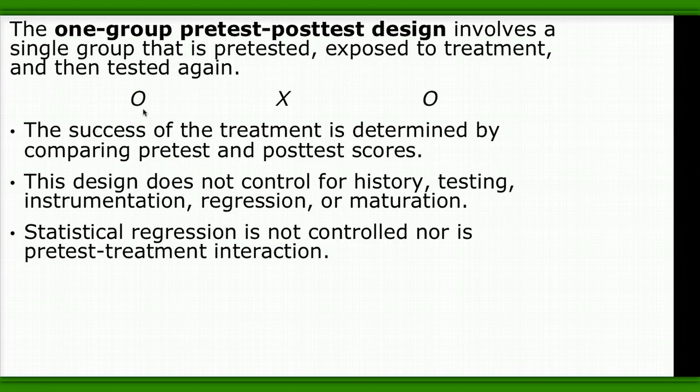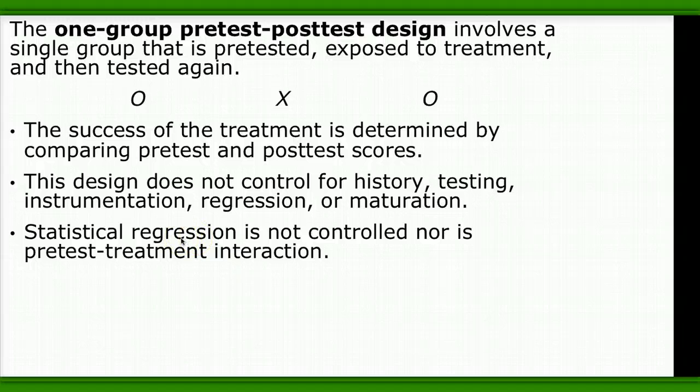Make sure you understand what these symbols stand for, and there's no R, so there's no random selection and assignment of participants to this group. This is a one group, pre-test, post-test design. This is the intervention. This is the pretest, this is the post-test, very simply. There are a lot of potentially confounding variables that can contaminate the results of this design.